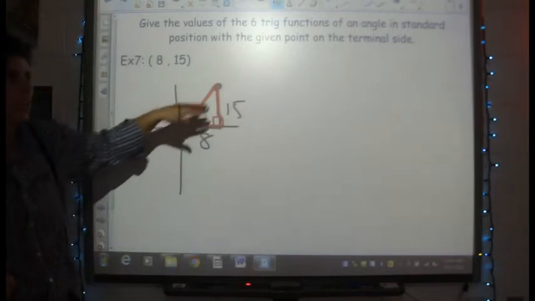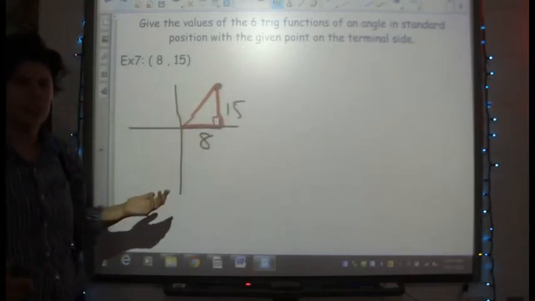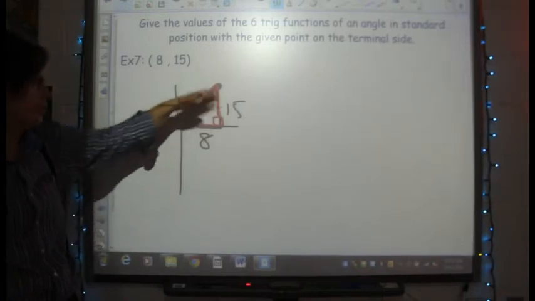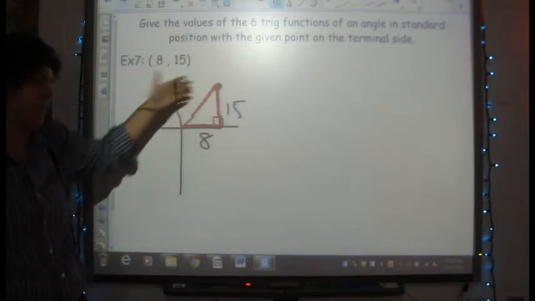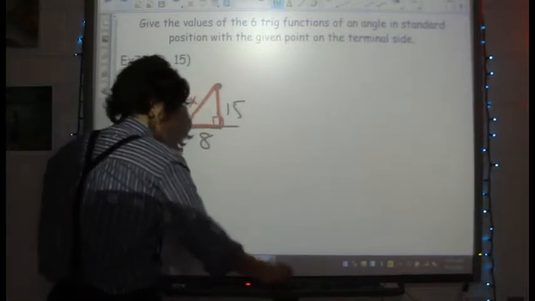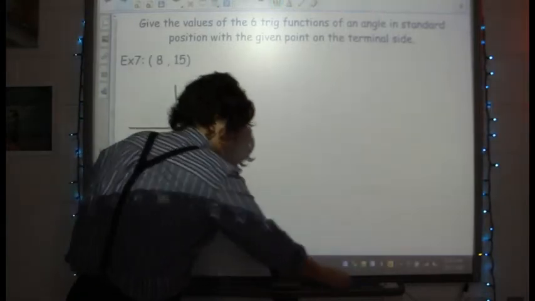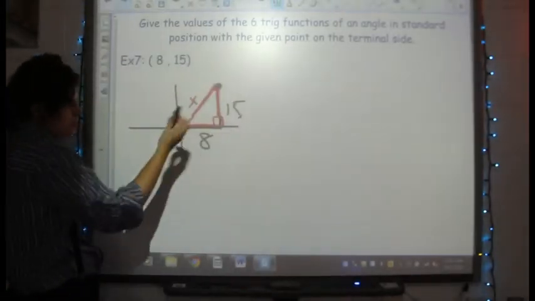All right, I've got 2 sides of a right triangle. And if I want to find the third side, because maybe that might be useful, because I'm going to be finding my trig functions, so I'm going to need my hypotenuse. How might I go about finding that third side? Yeah, exactly. I might use the Pythagorean theorem. So here I have both legs. Doesn't matter which one you call which.